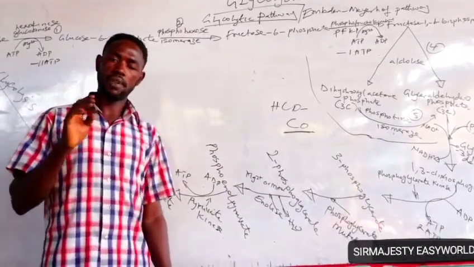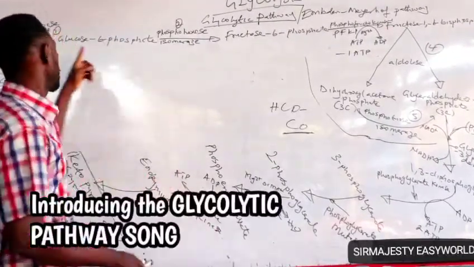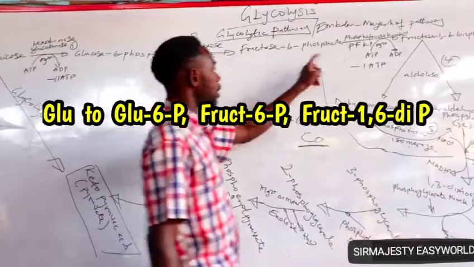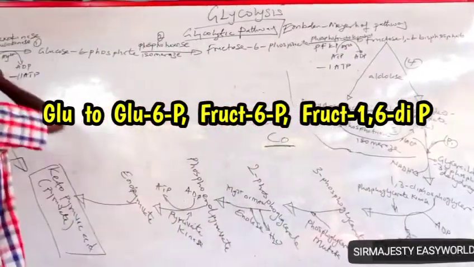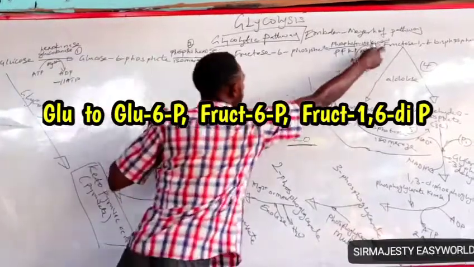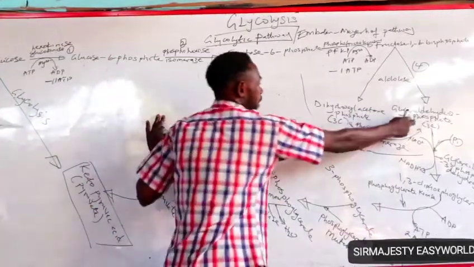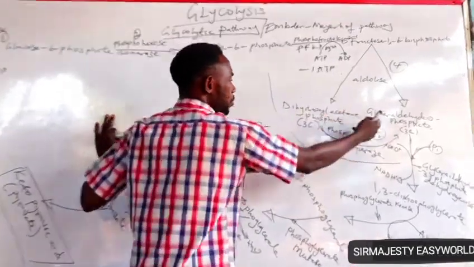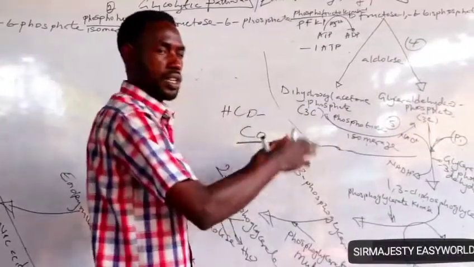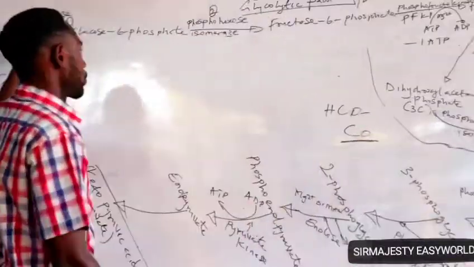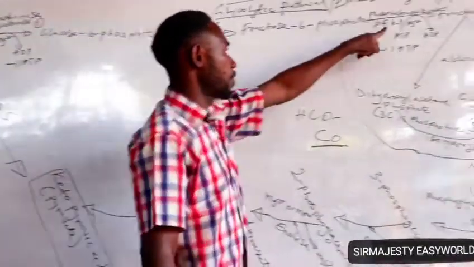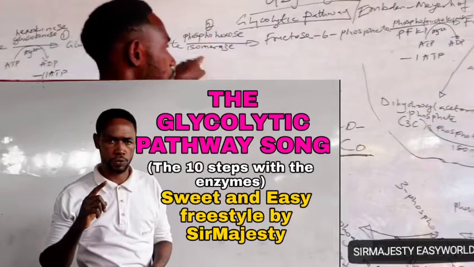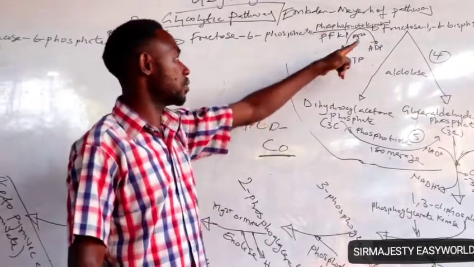But before then, you can make this like a little song to make it easier for you. You can say glucose to glucose 6P, fructose 6P, fructose 1,6-bisphosphate, which splits into glyceraldehyde 3-phosphate and dihydroxyacetone phosphate. Now let's see the enzymes: hexokinase, phosphohexoisomerase, phosphofructokinase 1, and aldolase.